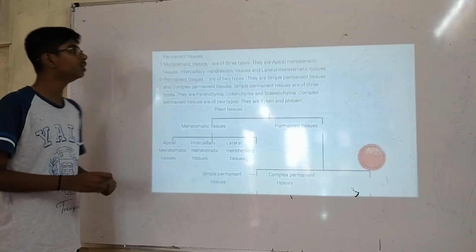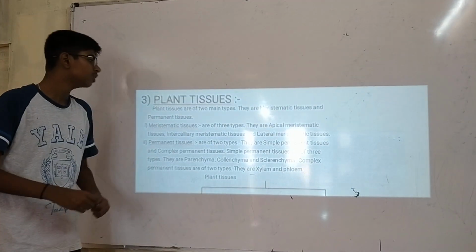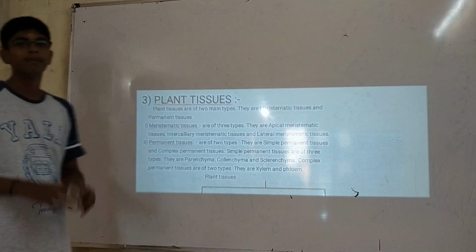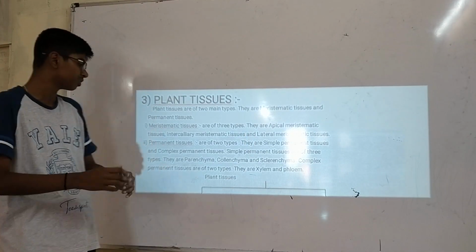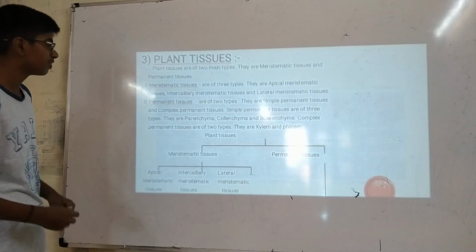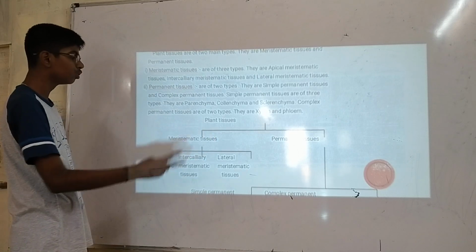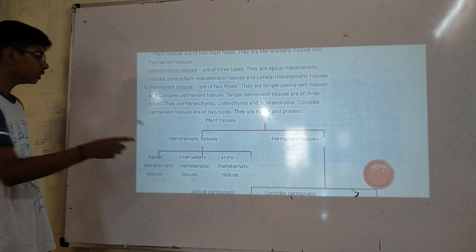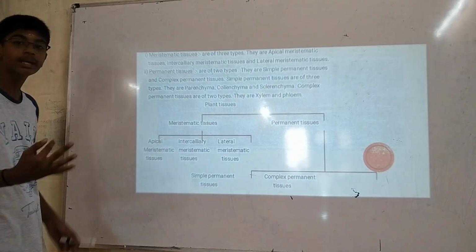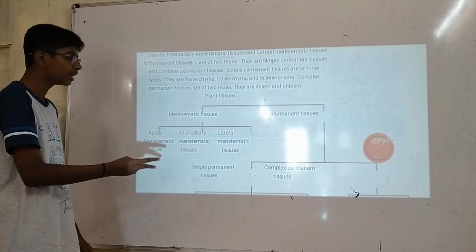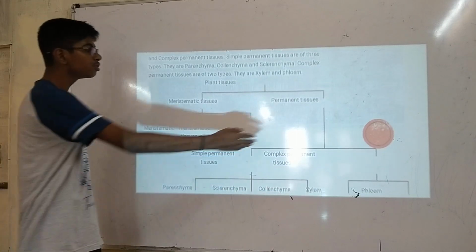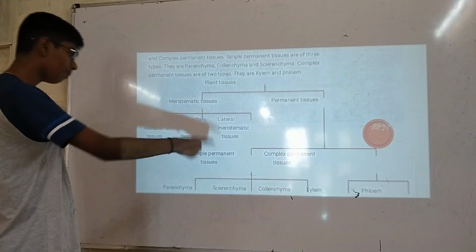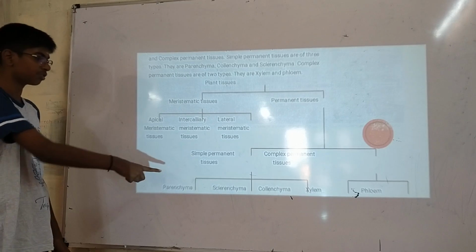Now we are going to learn the parts of the plant tissues. Plant tissues are made of two types: meristematic tissues and permanent tissues. The meristematic tissue is divided into three types, which are apical, intercalary and lateral. And permanent tissue is divided into two types, which are complex permanent tissue and simple permanent tissue.